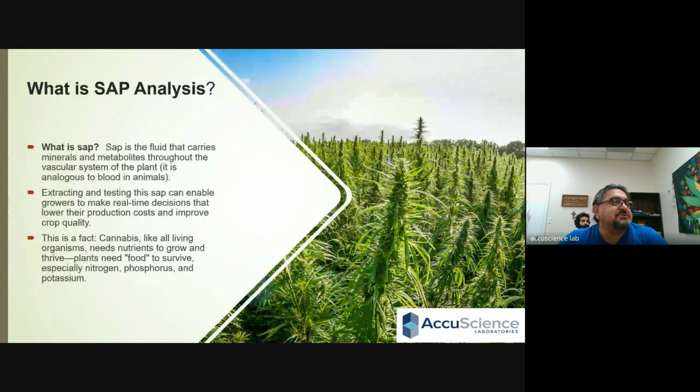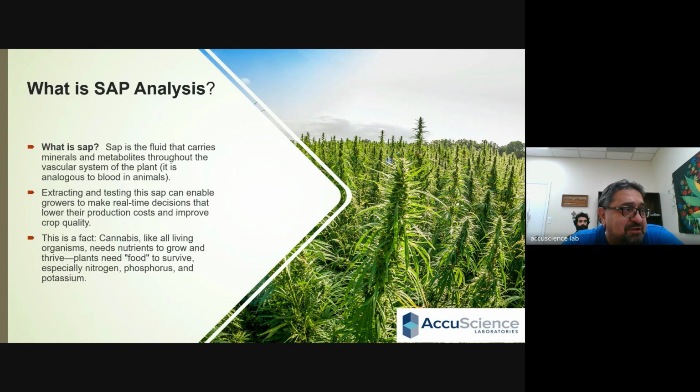Okay, let's start. What is sap? Sap is the fluid that carries the minerals and metabolites through the vascular system of the plant. It is analogous to the blood in animals and human beings. It's the same thing, obviously carrying all the nutrients. Extracting and testing this sap can enable the grower to make real-time decisions that lower their production cost and improve their crop quality. This is a fact.